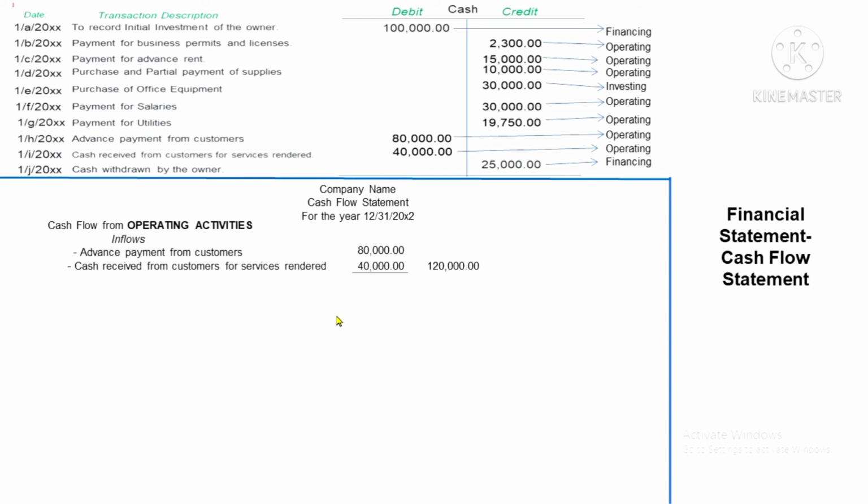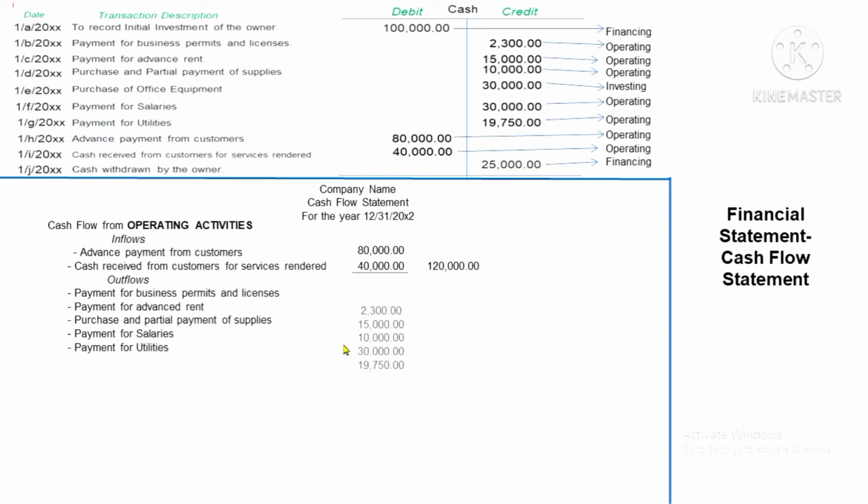And then as to outflows, we have payments for business permits, payment for rent, payment for supplies, payment for salaries, and payment for utilities. Now we need to total them and we will get 77,050. We need to deduct the 77,050 from the 120,000. Then we're going to get a net inflow of 42,950 from the operating activities.